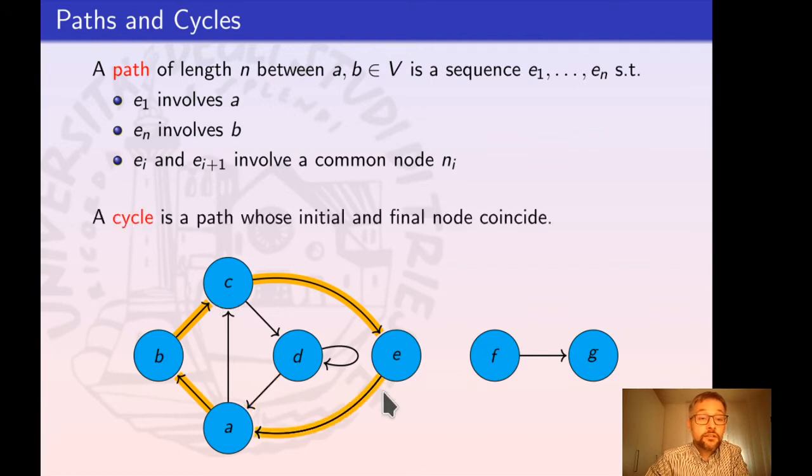So what's a cycle? A cycle is simply a path moving from a node and ending up in the very same node. Okay, so the initial and the final node coincide, basically.